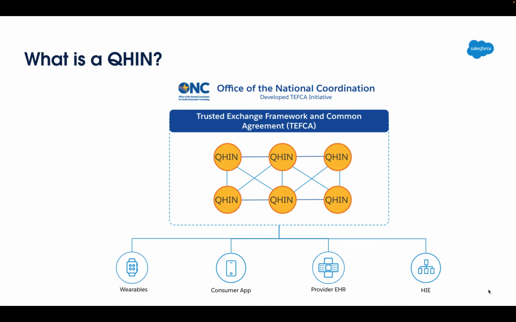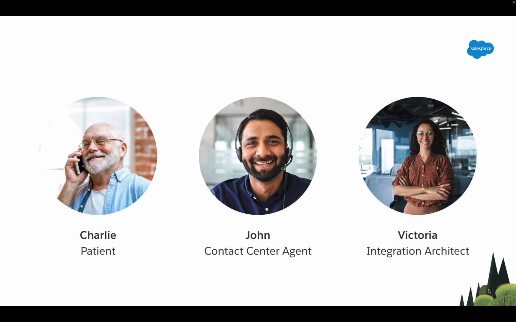Now that we've introduced our problem and defined some key terms, let's introduce the characters in today's demonstration. Charlie Duncan is an elderly patient who has recently moved from Wisconsin to California. John is a contact center agent at Mythical Healthcare and is a super user of Salesforce Health Cloud. His role is to help patients like Charlie. Victoria is Mythical's integration architect, who is responsible for integrating Mythical's key systems, including Salesforce.